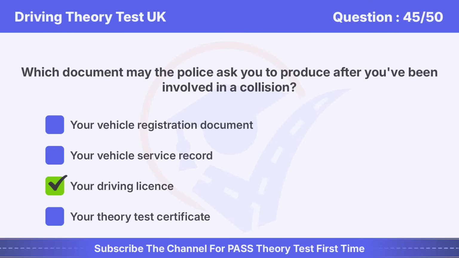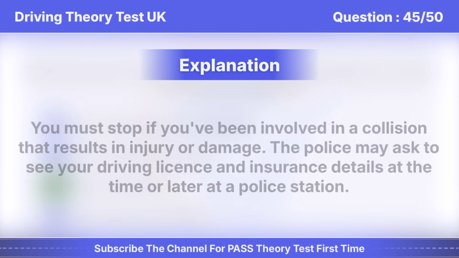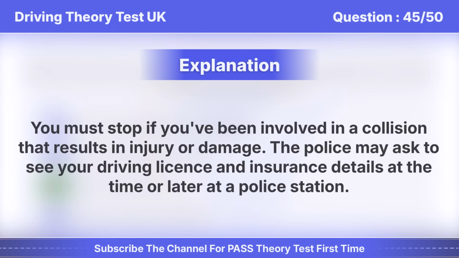Answer is C. Your driving license. You must stop if you've been involved in a collision that results in injury or damage. The police may ask to see your driving license and insurance details at the time or later at a police station.